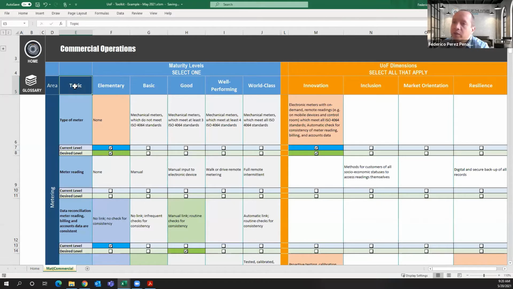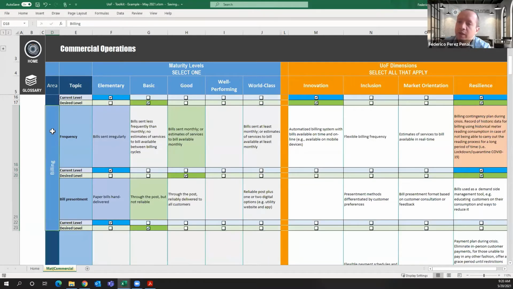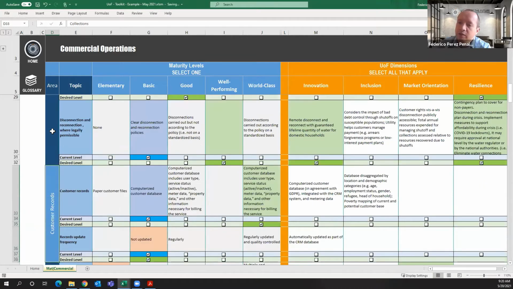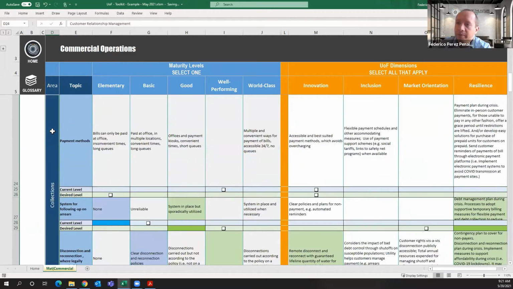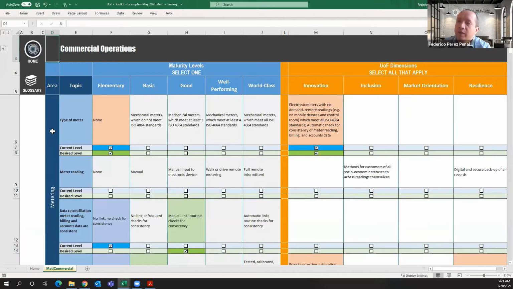For the commercial operation, you will find here the areas that we are evaluating in this particular element. So commercial operation, as Camilo mentioned, is measured by metering, billing, collection, customer records, customer relationship management. No? Then you will find the topics for each area. So I know it's a lot of information, but as soon as we start doing some examples, you will see that it's not difficult to manage.